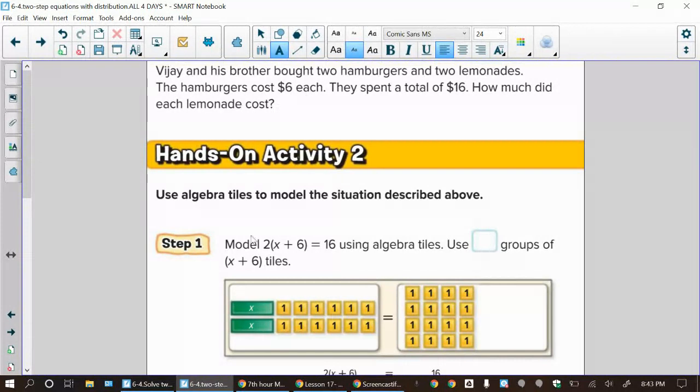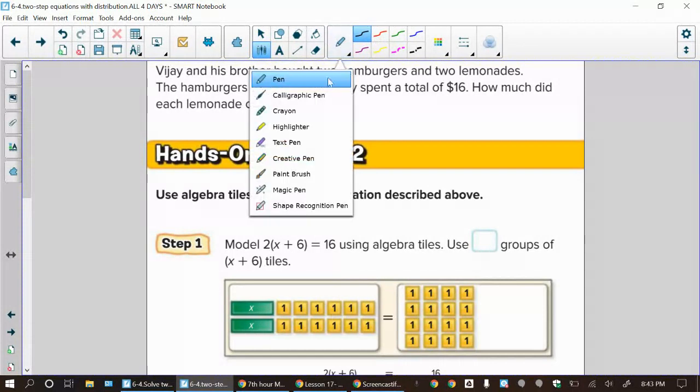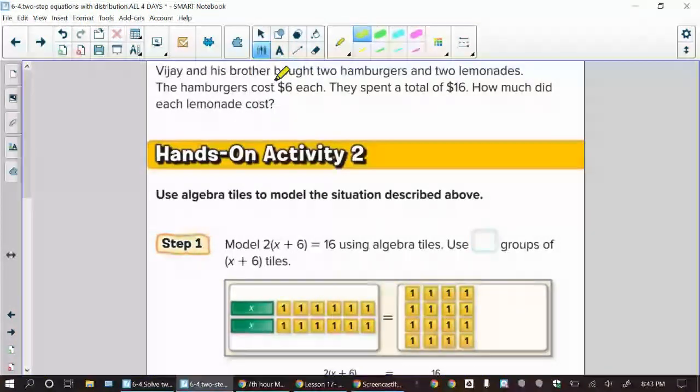Okay, so if we were to write an equation for this, that would be our equation. Okay, so $6 each is important. The fact that they got 2 hamburgers and 2 lemonades tells me that our number out here has to be a 2. And they spent a total of 16. So that's how we know it equals 16. Well, and the hamburgers were $6. So that's why we have a 6 there.